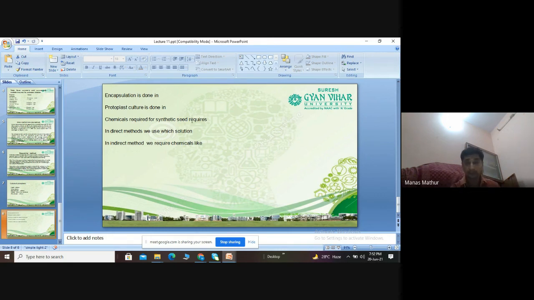Chemicals required for synthetic seed. I told you we basically require two chemicals, that is sodium alginate as well as calcium chloride. So what will happen? There is an ion exchange between the sodium ion and the calcium ion. They will form a bead-like structure around the embryos in the liquid media. So a coating-like appearance, and that coating-like appearance we call artificial seeds. In that method, we use this solution, I told you, 0.5% mannitol, 2% potassium dextran sulfate, and 13% sorbitol.